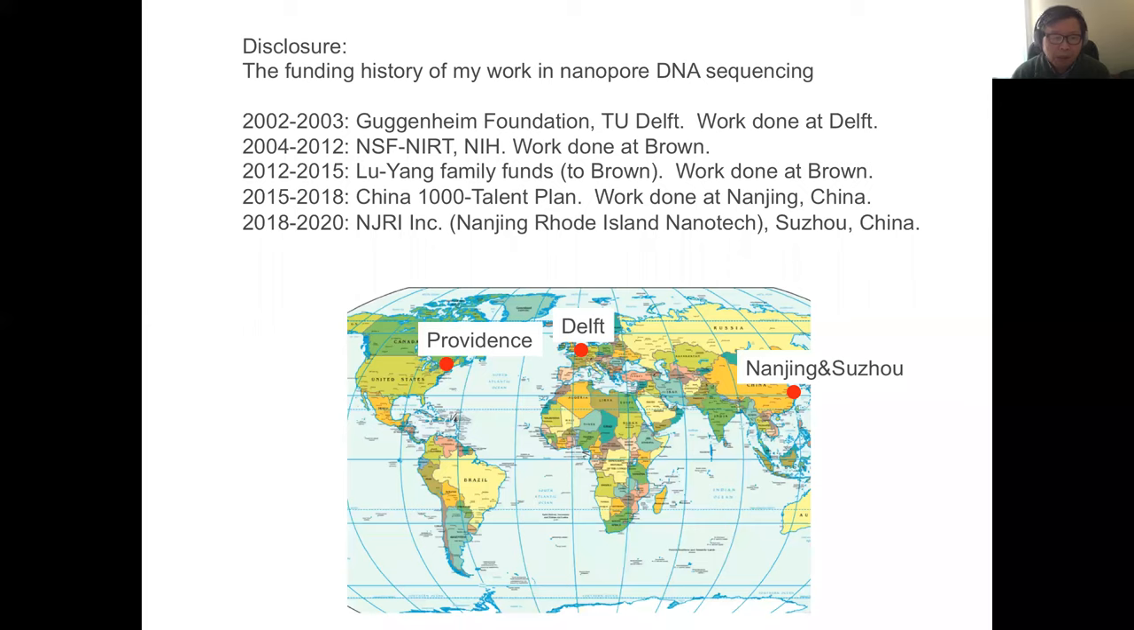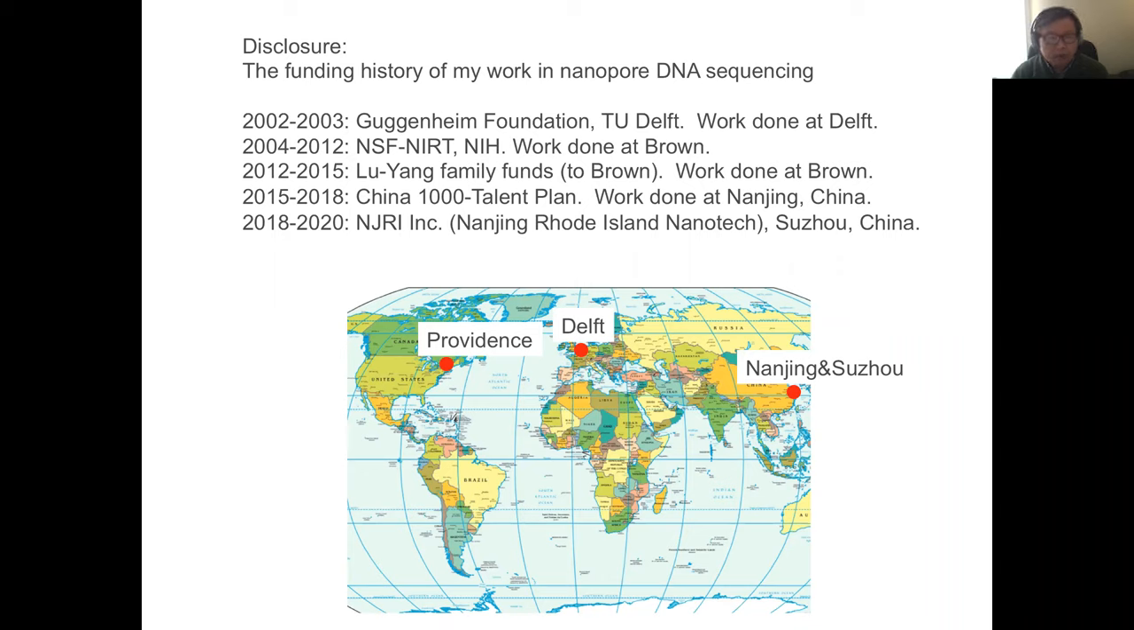In 2012, unfortunately, NIH did not continue to fund my research in nanopores. I was fortunate to have a donation from the Yan and Liu family to Brown that allowed us to continue some activity. From 2015 to 2018, I received a China 1000 Talent Plan Award, which allowed me to work in Nanjing, China. I took a sabbatical there.